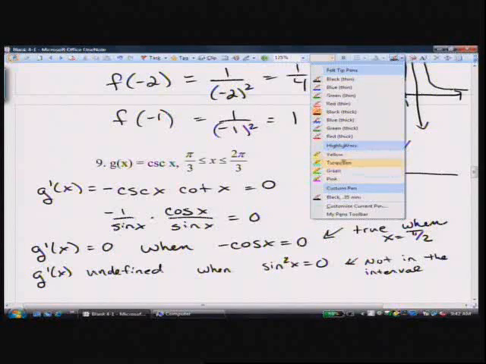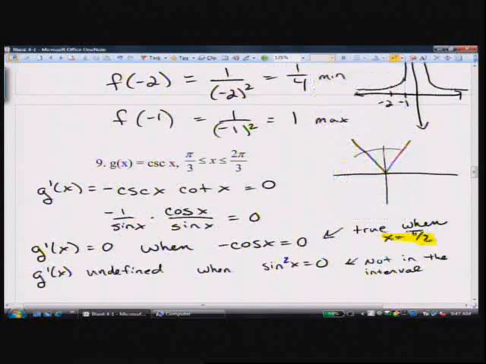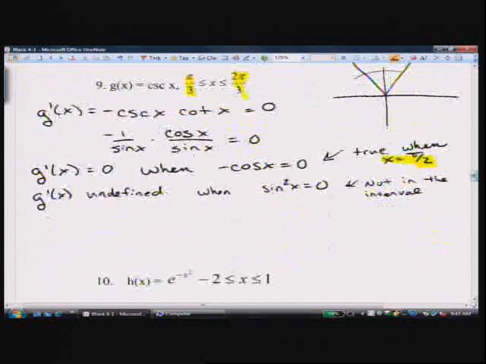We have the critical point pi over 2, and then of course we have our endpoints that we have to test. All right, so now what you do is you take your critical points and your endpoints, you plug them into the original function, you figure out what they are, the largest one you call your max, the smallest one you call your min. All right, so we'll check, and it's nice to put them in order.